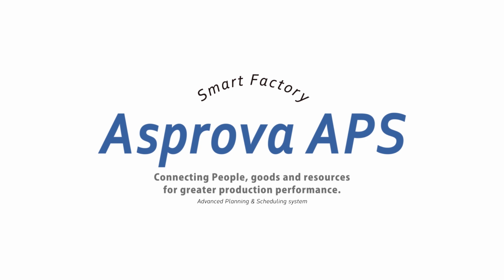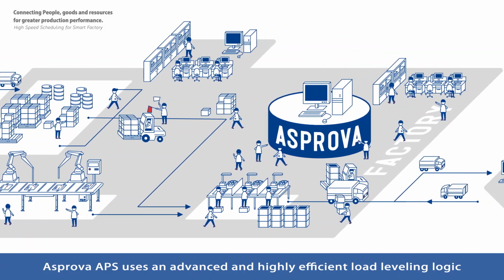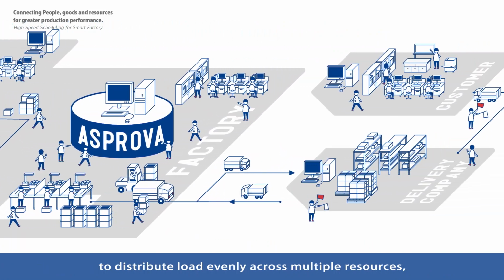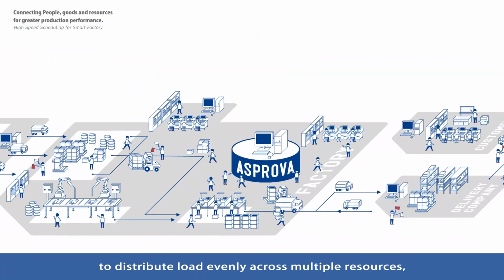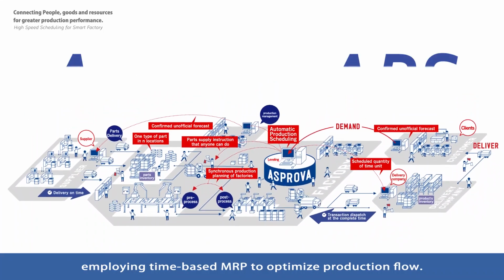Connecting people, goods, and resources for greater production performance. Asprova APS uses an advanced and highly efficient load leveling logic to distribute load evenly across multiple resources, employing time-based MRP to optimize production flow.